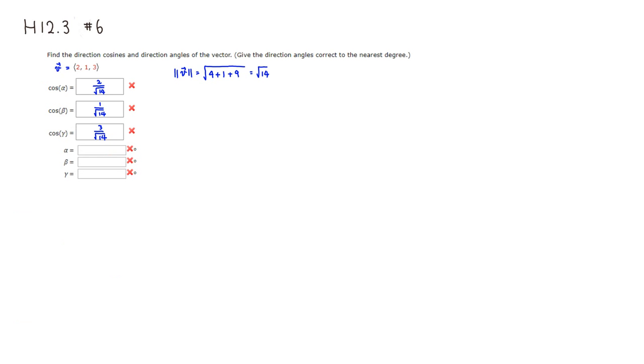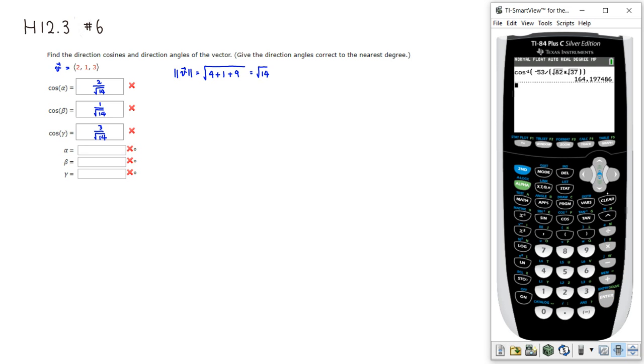We just have to take the arc cosine of every one. So I'm going to bring out the calculator here. I'm going to take the arc cosine of 2 over square root of 14, close parentheses, and compute that. It came out to be 57.6, so it's 58. So I'm going to put the 58 there.